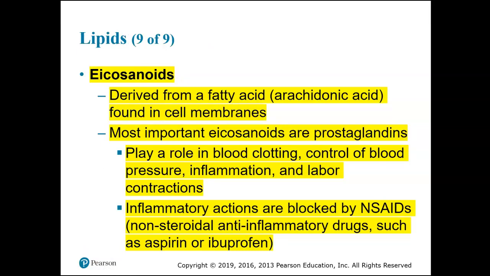Now, eicosanoids are derived from fatty acids, and the most important ones are prostaglandins. Prostaglandins play a role in blood clotting, controlling blood pressure, inflammation, and labor contractions, but they also will increase inflammation. So the inflammatory action of prostaglandins is blocked by NSAIDs, which are non-steroidal anti-inflammatory drugs like ibuprofen and aspirin. So NSAIDs block the inflammation caused by the release of prostaglandins. But those are probably the most well-known eicosanoids, prostaglandins.